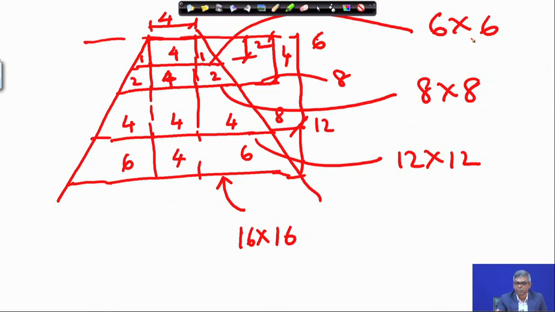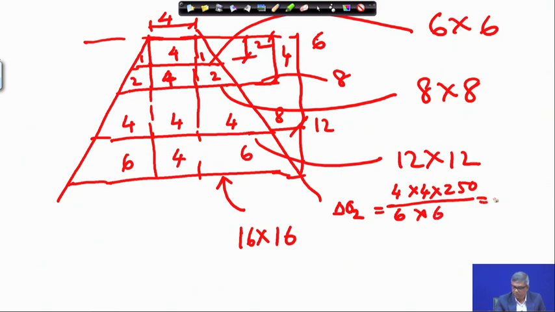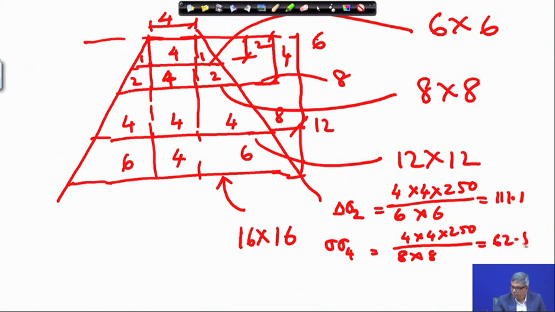So, at different depth I have got the footing size, and now I can find out delta sigma z. Delta sigma 2 will be 4 meter by 4 meter footing multiplied by 250, the pressure that was load, divided by 6 by 6, that will be 111.1. And delta sigma 4 will be again 4 multiplied by 4 multiplied by 250 divided by 8 multiplied by 8, that is equal to 62.5.